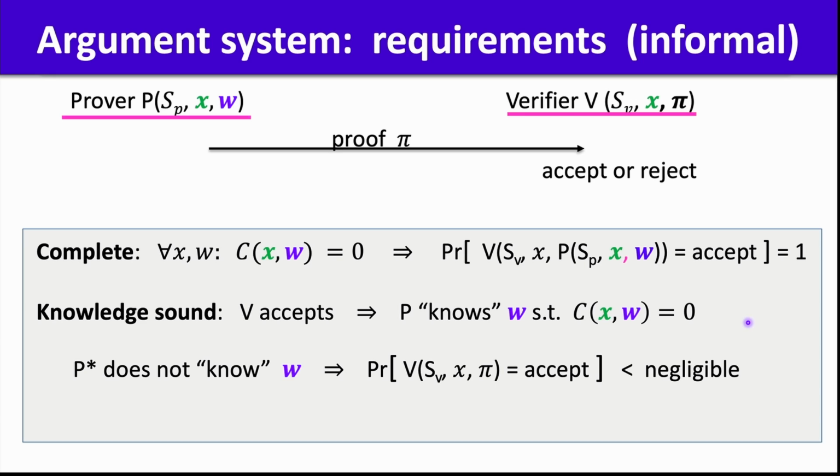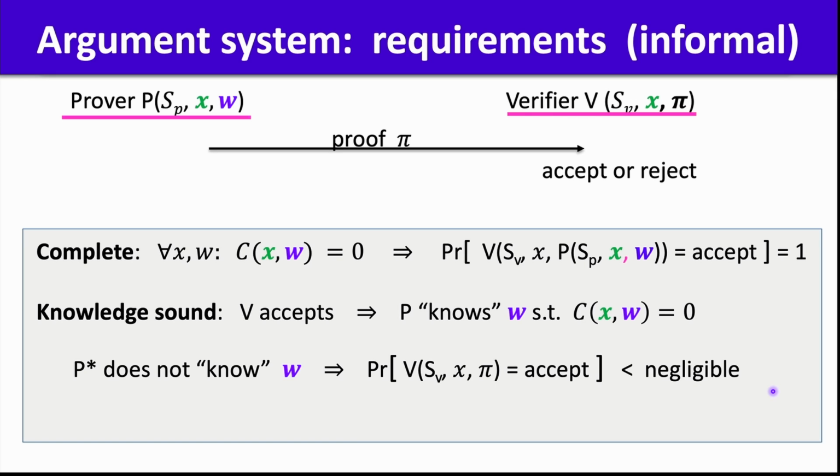Okay, now what does it mean to know something? That's something that we'll define later on in the segment. In particular, if we have a malicious prover that doesn't know the witness W, any proof pi that malicious prover generates will cause the verifier to accept with only negligible probability. Okay, that's the goal we're shooting for.